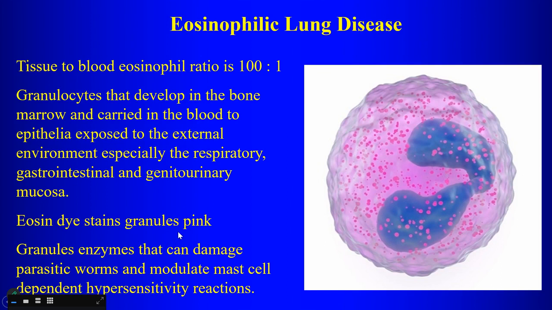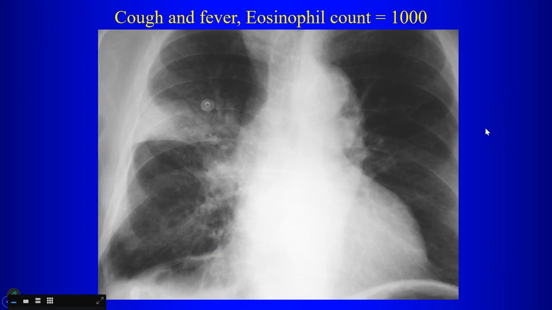And these granules contain enzymes that damage parasitic worms and modulate mast cell-dependent hypersensitivity reactions. So things related to the external environment. That's what eosinophils are about. So if we start with this case, I tell you this patient has cough and fever. The eosinophil count is elevated.